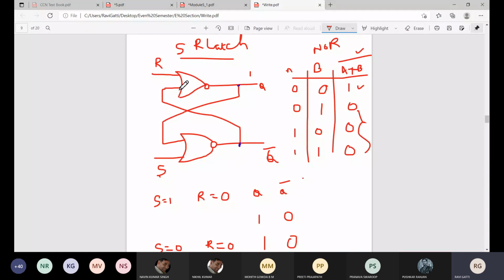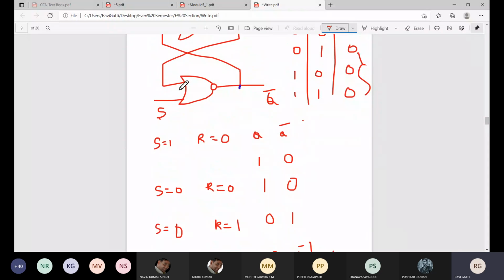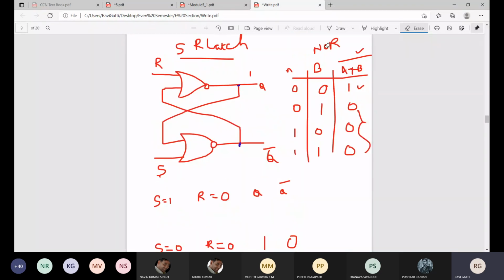Now, initially we don't know what exactly these values are. We don't know anything about this Q and Q bar. So let us consider some values for S and R, and based upon the S and R, we will check what Q and Q bar we get. Are you ready with me? Shall we go ahead? Okay.